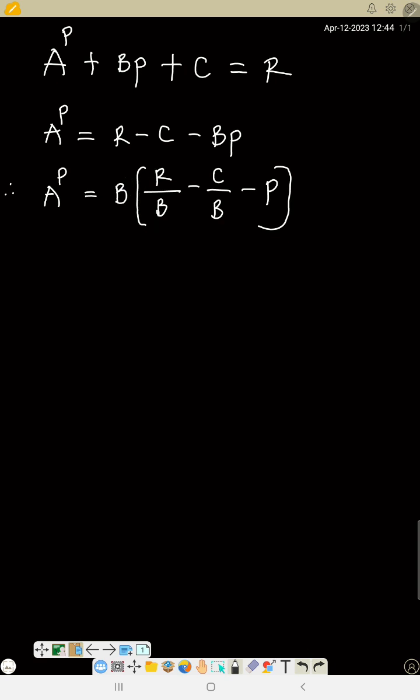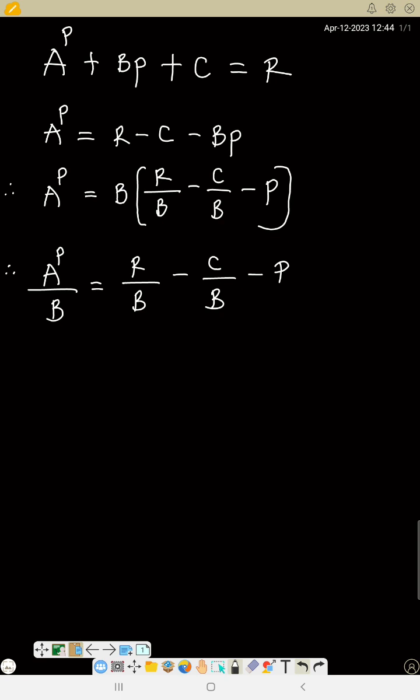So the next thing now, I can say this is the same thing as a raised to power p divided by b is equal to r over b minus c over b minus p. So I'm trying to use Lambert's W function because to make p the subject of the formula here is not ordinary.